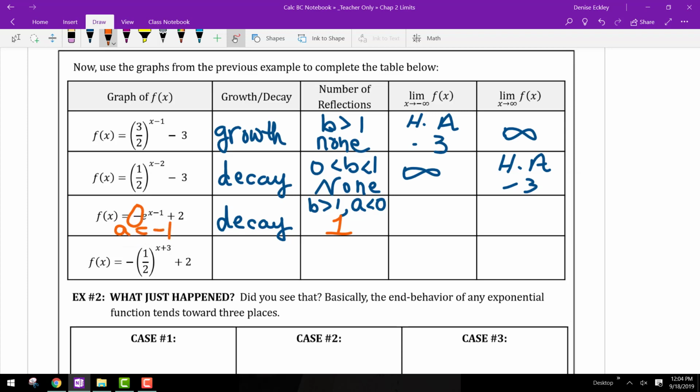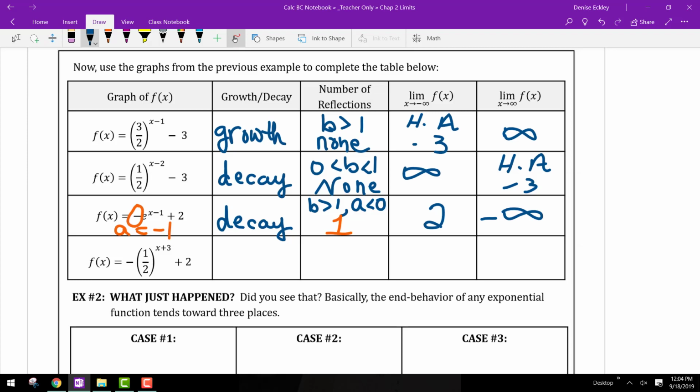Okay? So that flips it upside down and makes it a decay function. So that switches the order. So it's going to follow the decay idea, that at the limit as x approaches -infinity is going to be 2, but since it's decaying as x approaches infinity, we're going to get even smaller and smaller values, so we're headed to -infinity.